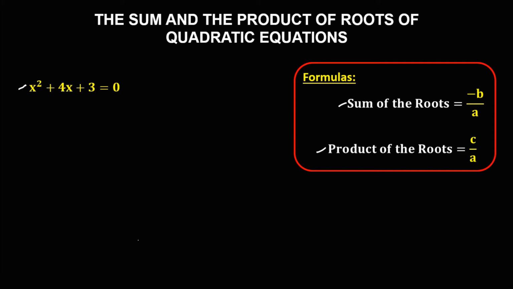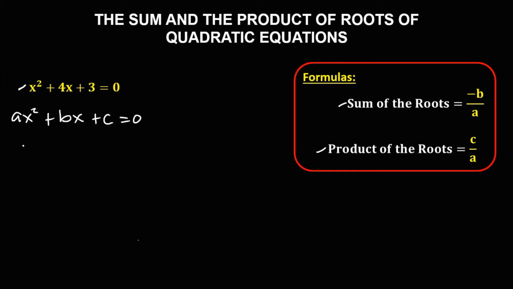These are the formulas to find the sum of the roots and the product of the roots. Then for this given, first we need to check if the given is in standard form. The standard form of a quadratic equation is ax squared plus bx plus c equals 0.